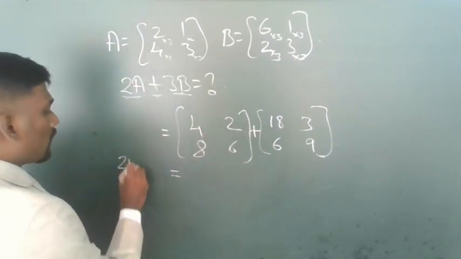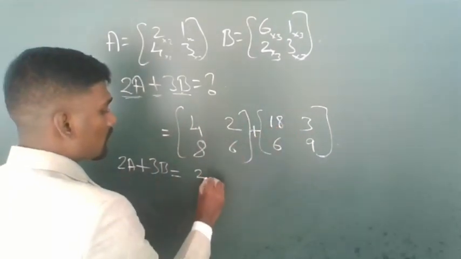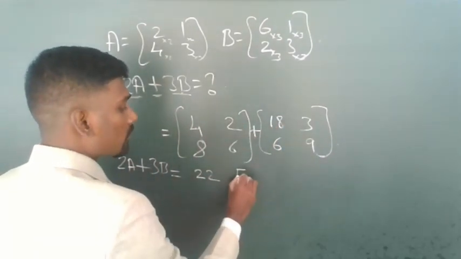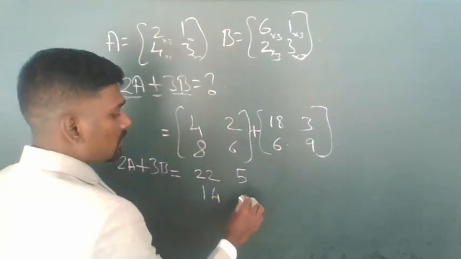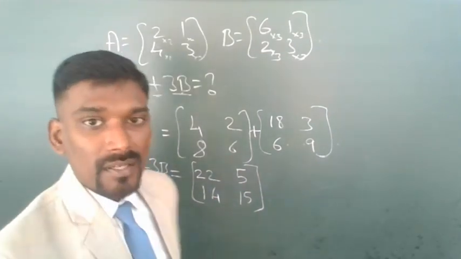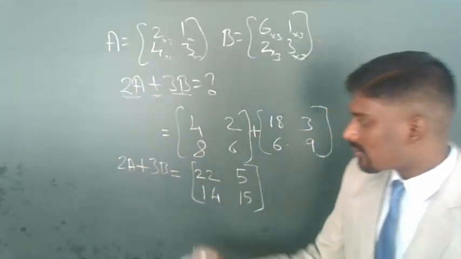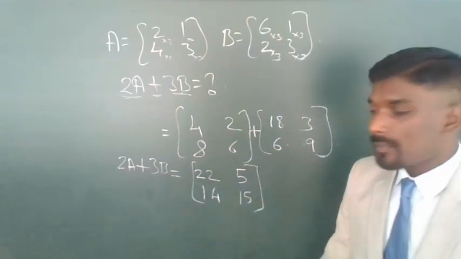So what is the LHS here? 2a plus 3b. 4 plus 18 will be 22. 2 plus 3 will be equal to 5. 8 plus 6 will be equal to 14. And 6 plus 9 will be equal to 15. So this is the answer of 2a plus 3b.